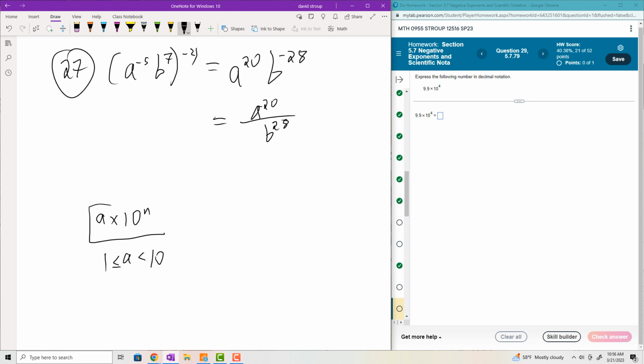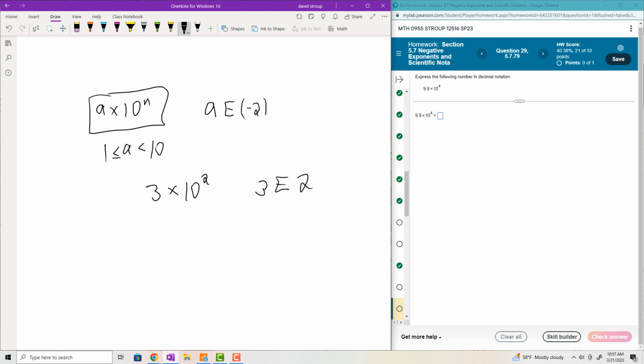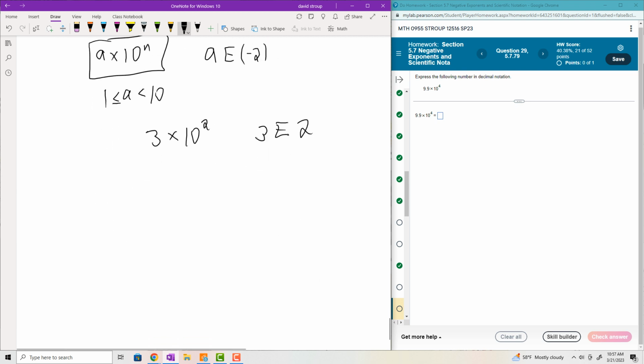So you'll see this in the calculator. It'll look like A, and I think they use an E, and then the exponent. So whatever the exponent is, maybe negative 2. For instance, if you had 3 times 10 squared in the calculator, it would be 3e2. You would see that as your answer, but you would need to convert it. So in the beginning, what we do is just learn how to convert back and forth.